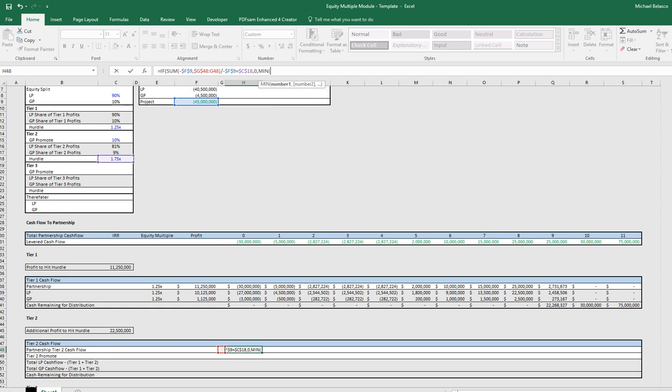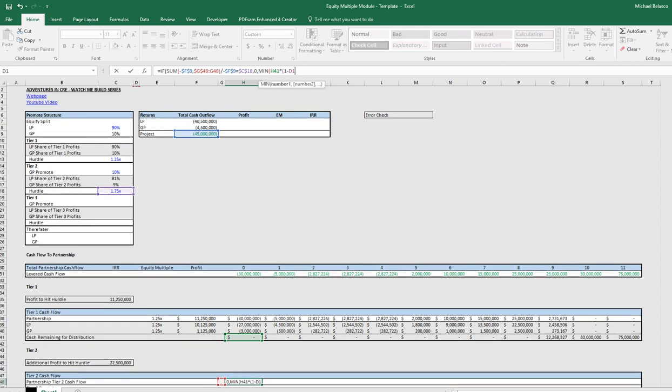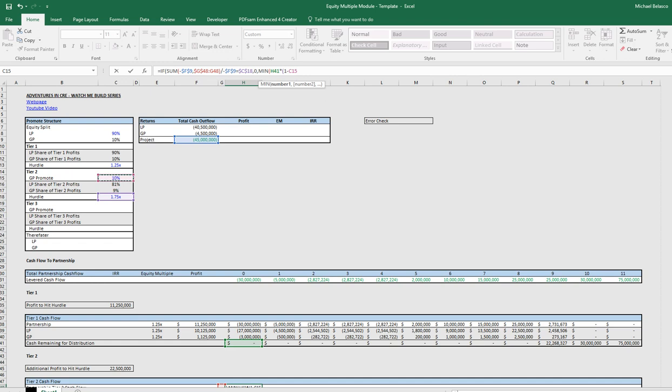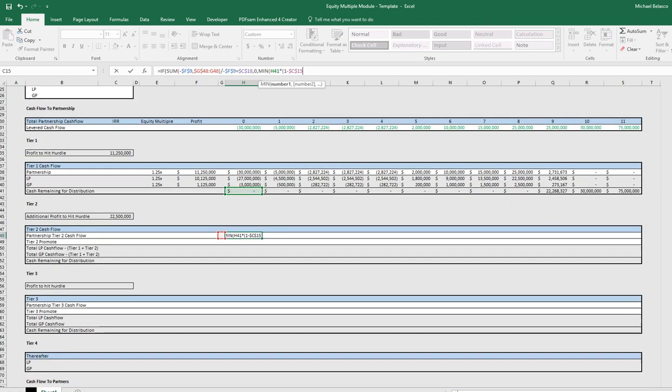If not, give us the minimum of the cash remaining for distribution after tier 1 times, now remember we have a promote, so 1 minus the promote, or our remaining equity needed less the sum of the cash flows from the prior periods.